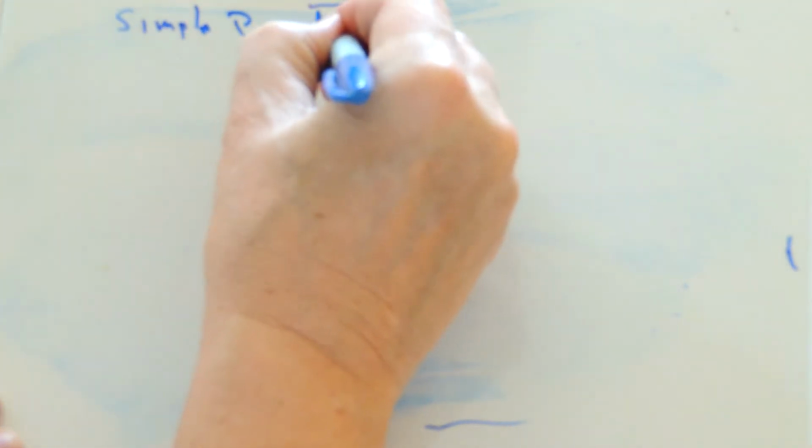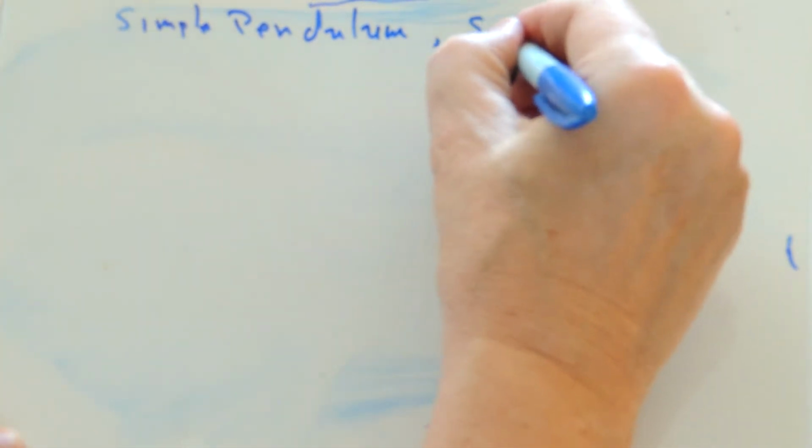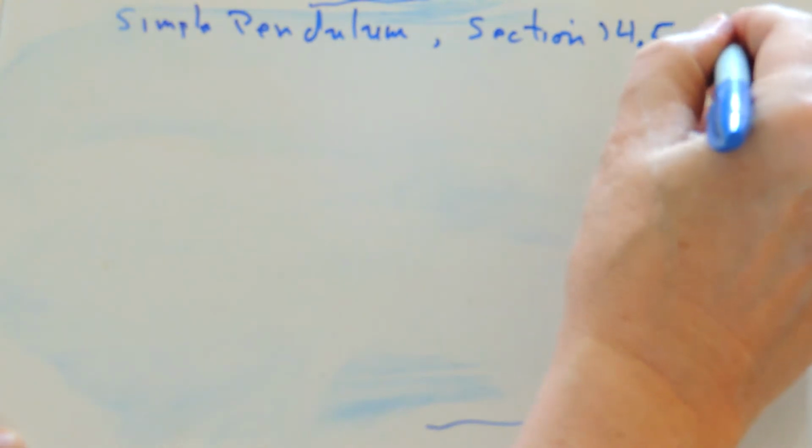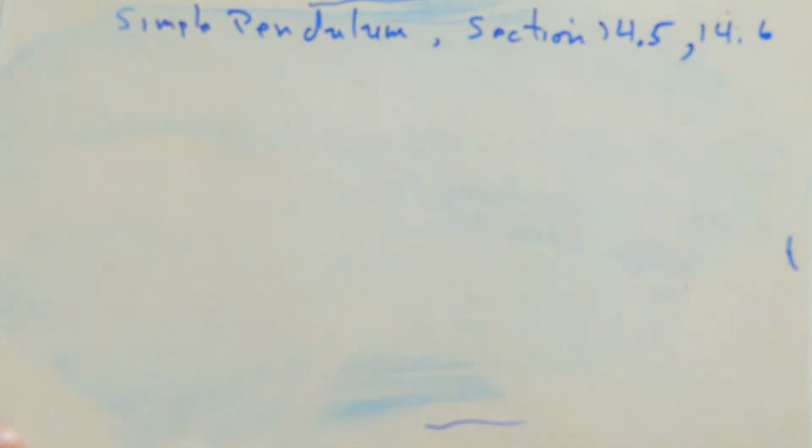So, to that end, let's look at the so-called simple pendulum. And if you're following along in the text, you can read about this in sections 14.5 and 14.6. In fact, everything I'll be saying here is pretty much contained in those sections, and you might prefer just reading them rather than listening to the rest of the video.